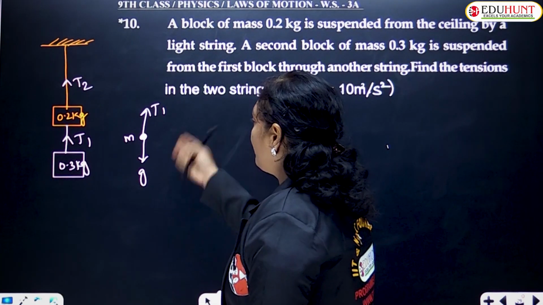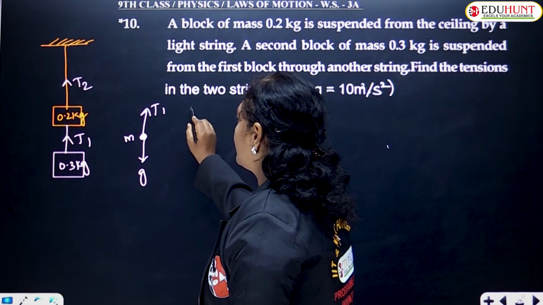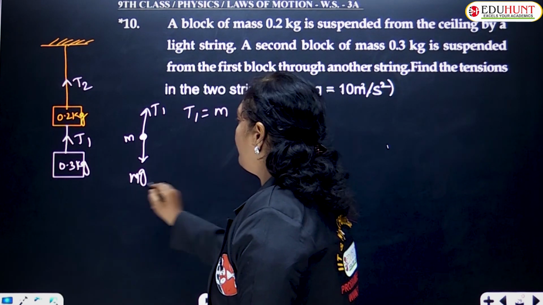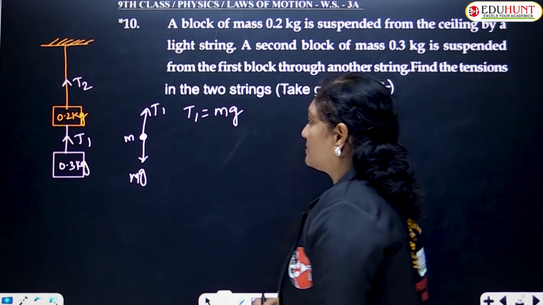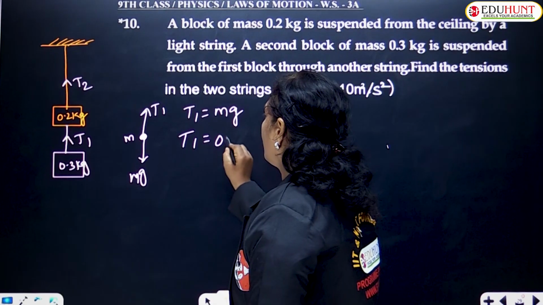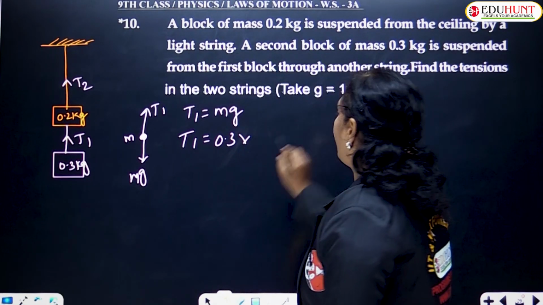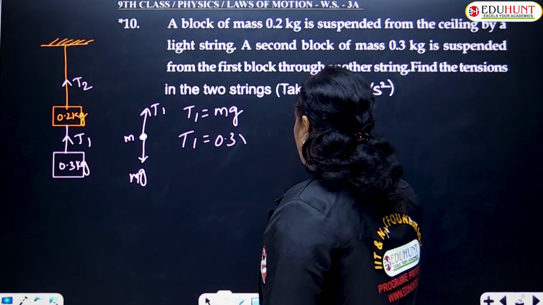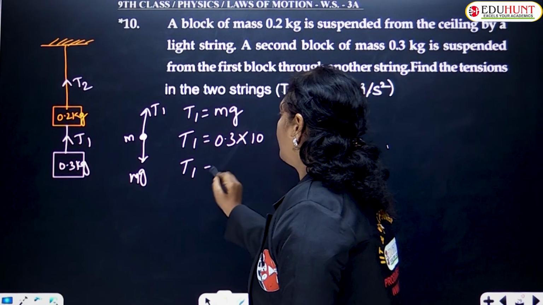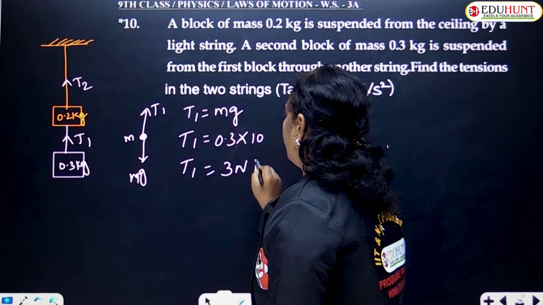Okay, so now upward force must be equal to downward force. What is upward force? T1 must be equal to downward force, mg. T1 must be equal to, what was the mass given, children? 0.3, and g value we are asked to take as 10 meter per second square. So into 10, T1 is found to be 3 Newton.